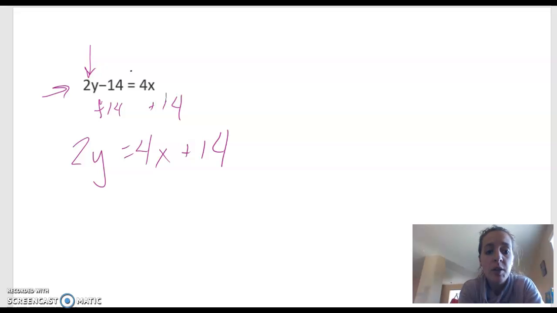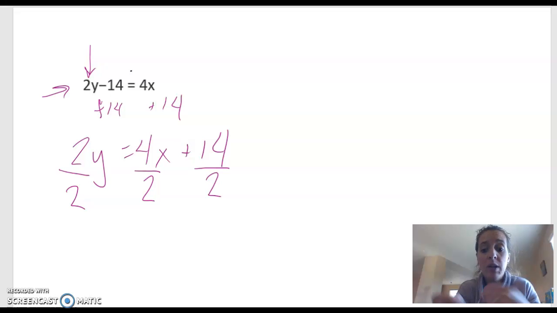Well, now I see there's something multiplying times that y. So to undo that, I'm going to divide. But when I divide this term by 2, I need to divide this piece by 2, and I have to divide this piece by 2 as well. So instead of what we've learned, what you do to one side you have to do to the other, we now have to think of it as what I do to one thing, I have to do to all the different things. So that's what we're doing here.